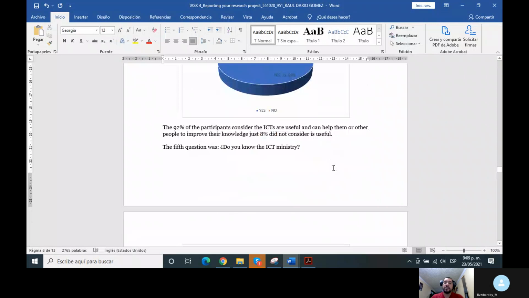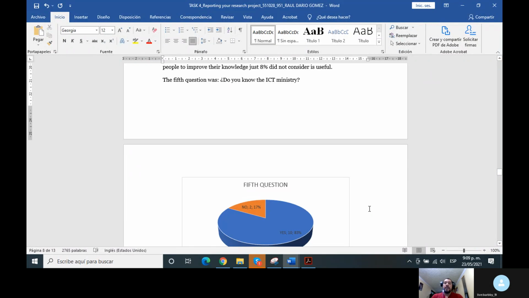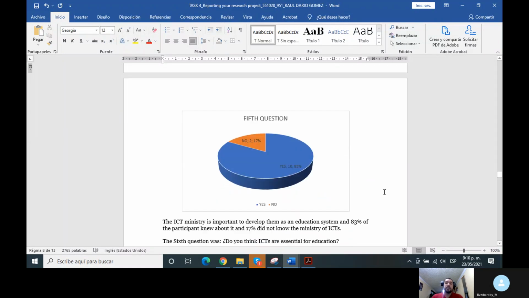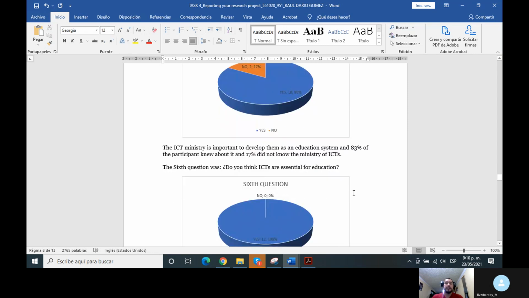The fifth question was, do you know the ICT ministry? This is important too, because we maybe know what is an ICT, but we don't know if here in Colombia we have a ministry of ICTs. Just 2 persons answered no, and 10 answered yes. This is 83% who answered yes.